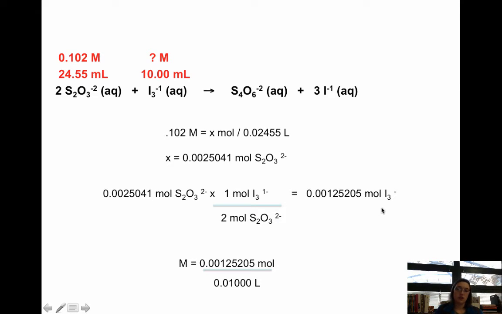Well, if you need to know concentration, you need moles, you need liters, and they give us milliliters in the problem. So we take our moles that we found of I3- over the liters that were required, and we get 0.125 molar I3-. Notice it's 3 significant figures because our least number of sig figs is 3. So notice that all this is just using stoichiometry and just keeping in mind that at the equivalence point moles are equal, which means we can use the mole ratio to go from moles of the titrant to moles of the analyte.